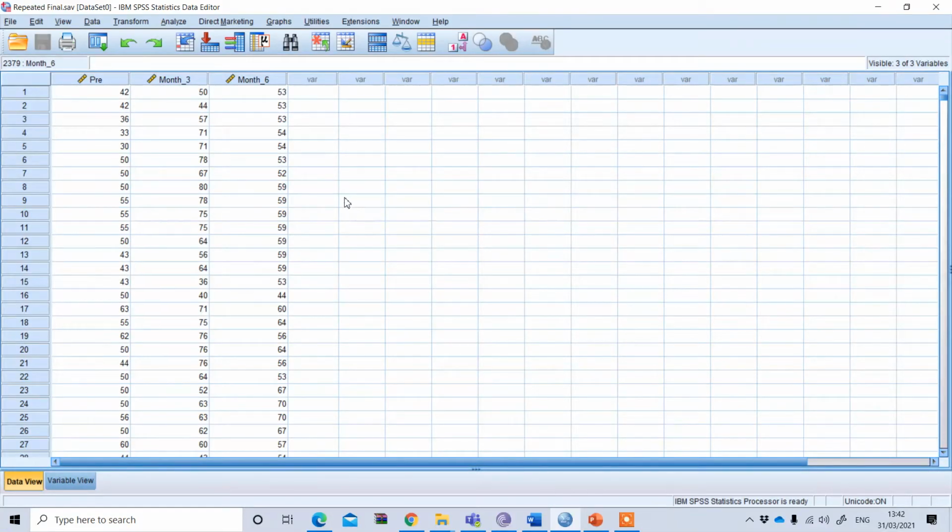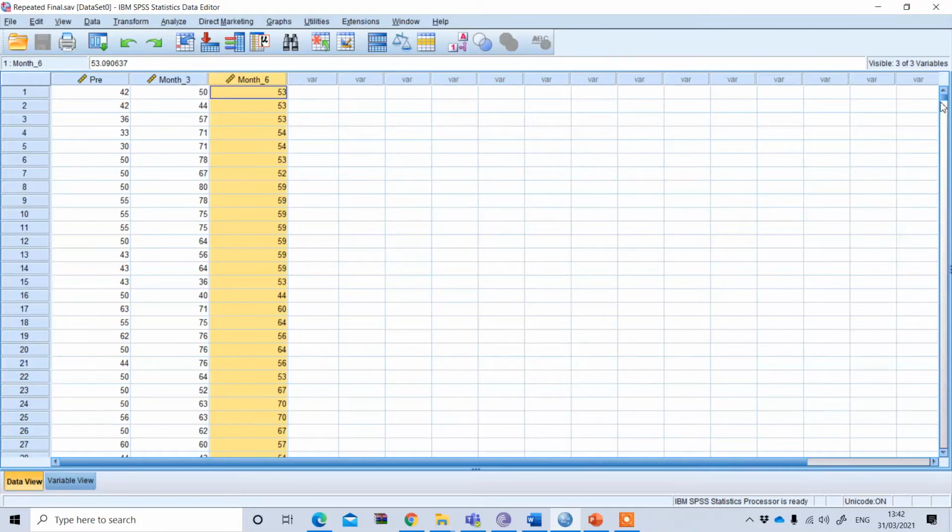So this is the SPSS data file, and you see that we have three variables. This indicates three conditions: pre, month 3 and month 6. Basically, here we want to see the impact of medicine on body weight gain. So we want to see if I use a particular medicine, whether it actually helps to gain body weight.